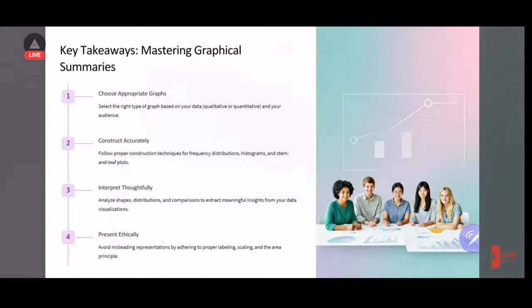At the end of this class, I believe you've been able to learn how to choose appropriate graphs for the qualitative and the quantitative, and the accurate construction. The most important part of this class is how to interpret the graph when we have it skewed to the left, skewed to the right, and symmetric. This is very important.